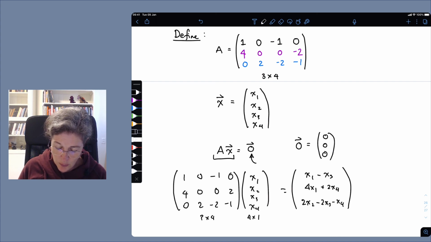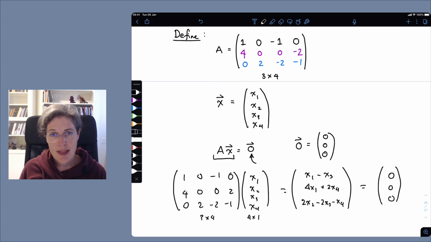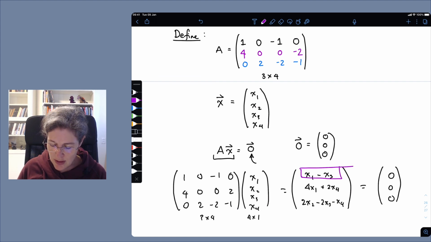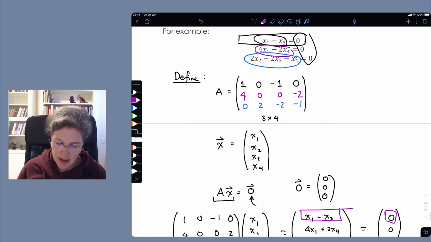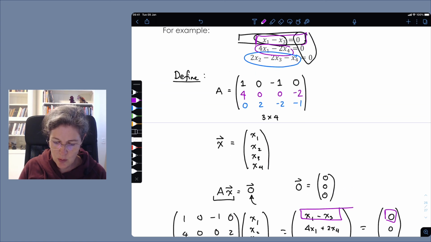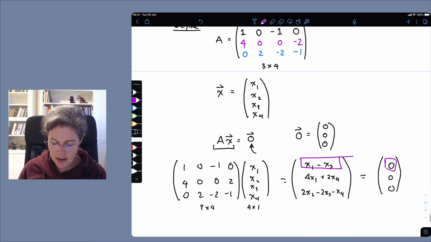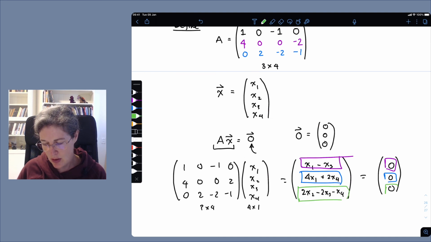And I know from my equation that this needs to be equal to 0, 0, 0. And now you can see that within my matrix equation, I have my system of linear equations because this entry has to equal this. That is my first equation over there, and so on. So my second equation is given by matching those entries, and my third equation is given by matching those entries.